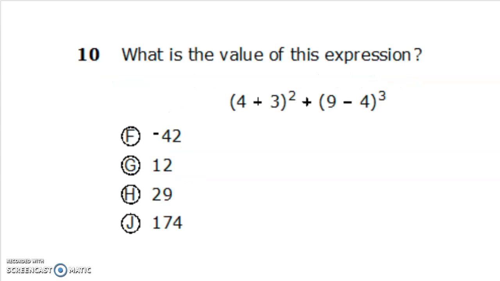Number 10. What is the value of this expression? 4 plus 3 squared plus 9 minus 4 cubed. F, negative 42. G, 12. H, 29. J, 174.